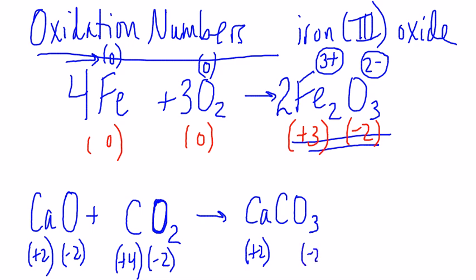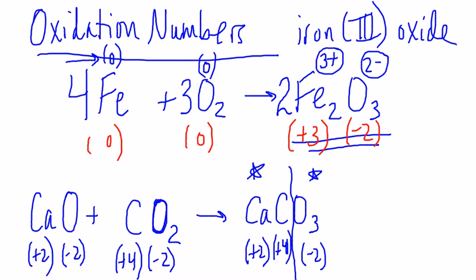Oxygen is -2, which, when I multiply by 3, gives me a total negativity of -6. The -6 needs to be balanced with a +6, as the calcium carbonate has an overall charge of 0. So if I must balance this part of the molecule, which has -6, over to this side, which will have a +6, that leaves this carbon with a +4.